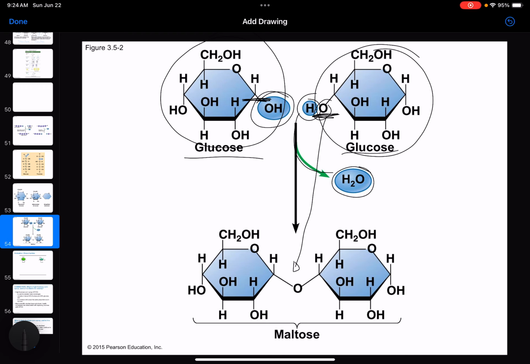All right, so let's summarize. What do we know about simple carbs? Simple carbs can exist as single ring structures, like that, or they can exist as two ring structures, like that. The single ring structures are called monosaccharides.